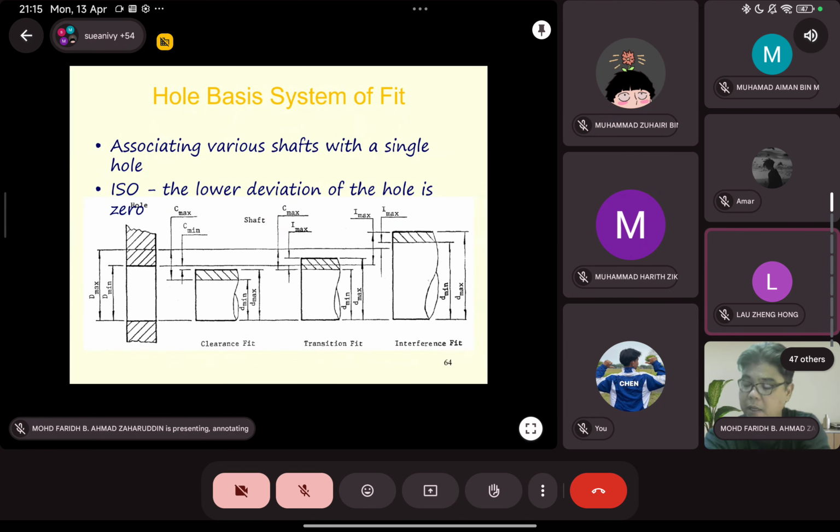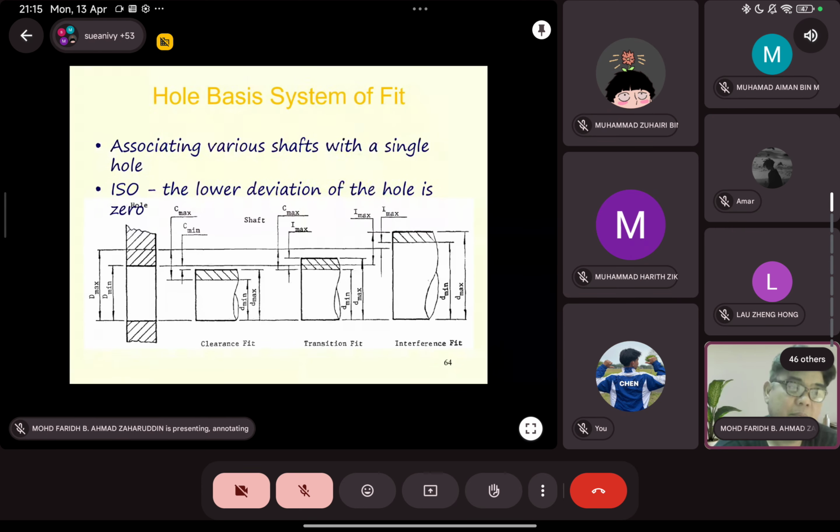Now, this is the hole basic system of fits. Try to understand. What does that sentence mean? The hole basic system relates to the norm size and basic size of the hole. It means the norm size, basic size of the hole has been fixed. It doesn't matter, if it's 30, it must be 30 plus, because the minimum size will be similar to the basic or norm size.